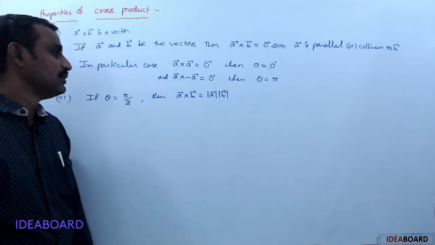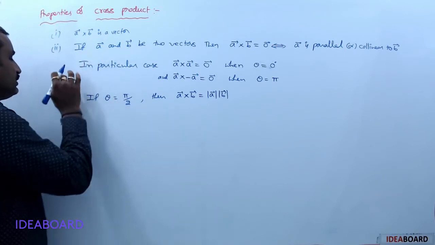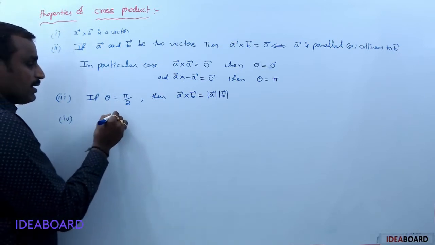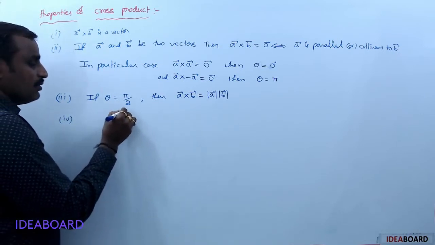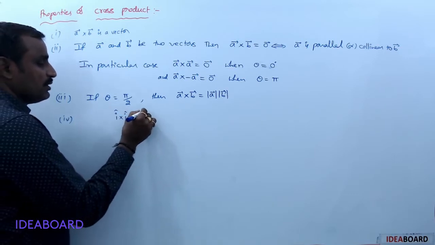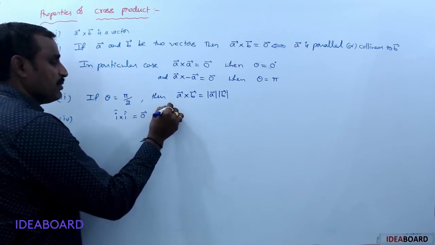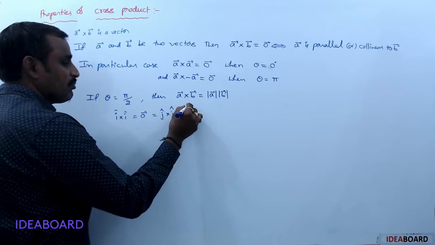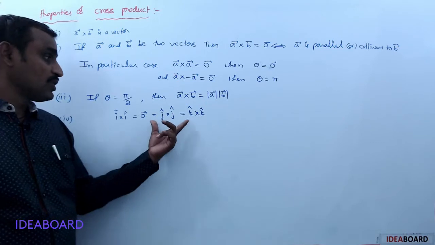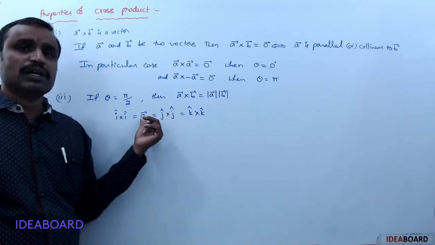Now from points number 2 and 3, we take point number 4: I cap cross I cap is equal to 0 bar, that is equal to J cap cross J cap, that is equal to K cap cross K cap. So all are equal to the null vector only. The cross product between the same vectors gives a null vector.